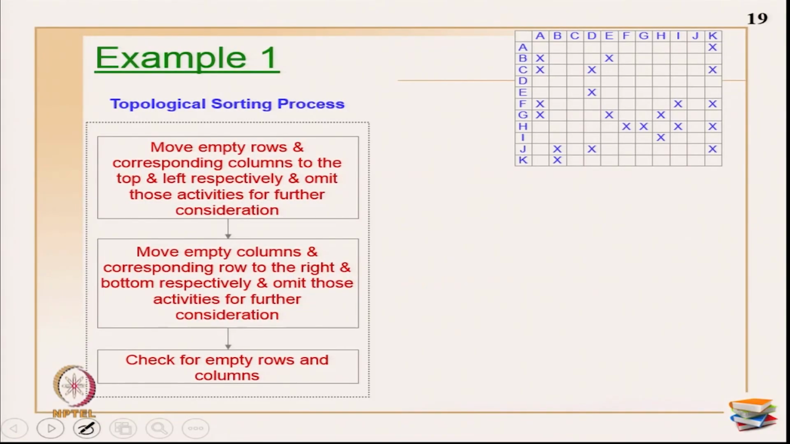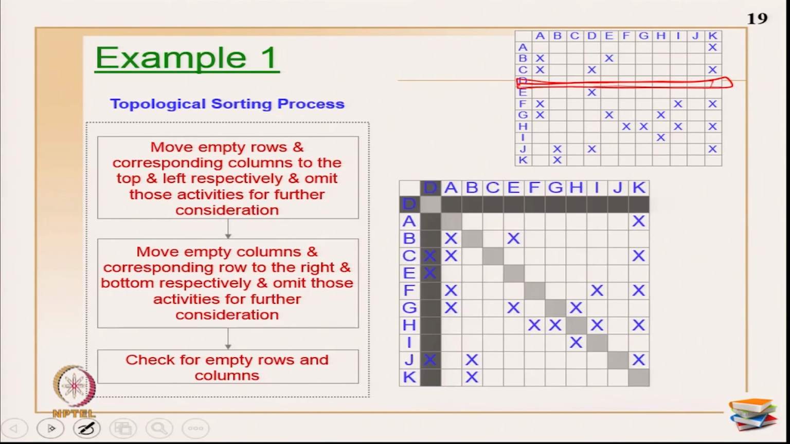So, the first step is to move all the empty rows and the corresponding columns to the top and left respectively, and omit those activities from further consideration. Now, let us go through this example. Where are the empty rows right now? Activity D has an empty row. There is a complete empty row here. There is nothing given in activity D.